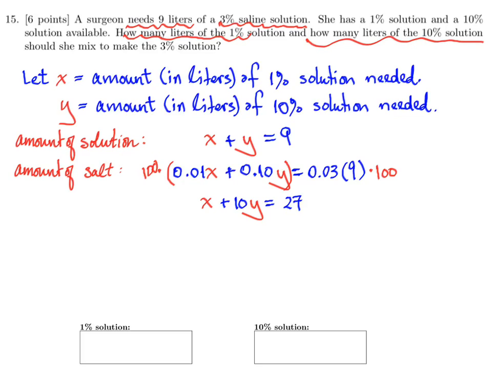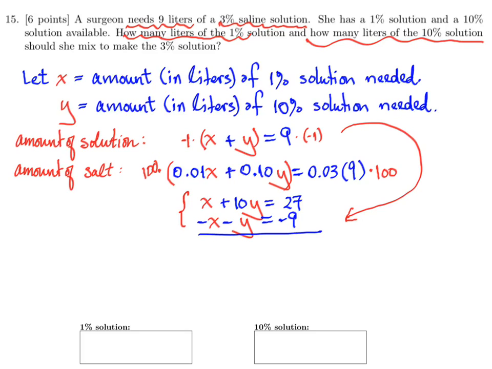Now, I'm going to use elimination. Looking at the first equation, X plus Y equals 9, it looks like I can eliminate X if I just multiply that whole equation by -1. So I'll have a negative X in that equation. So let's rewrite that equation down here as negative X minus Y equals -9. Okay, so now here's my system.